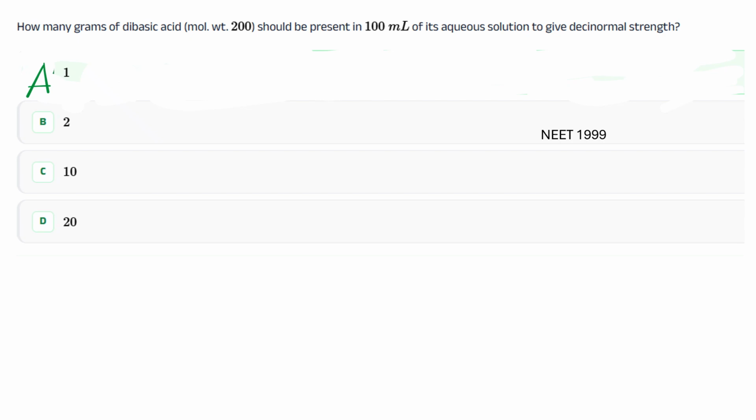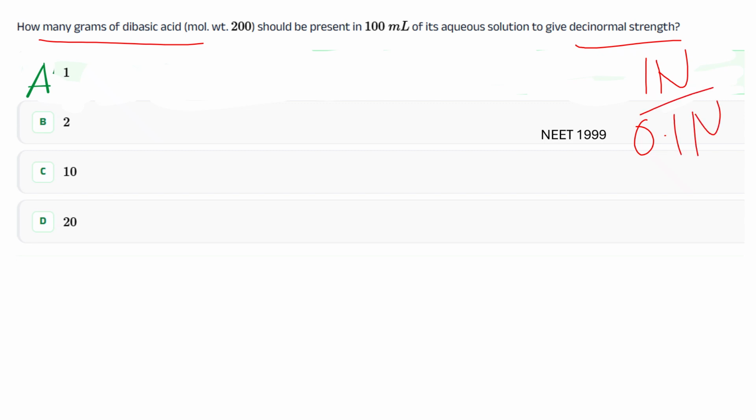This is the final and interesting question this year. How many grams of dibasic acid should be present in 100 ml of its aqueous solution to give decinormal strength? They won't give any numbers here, just decinormal. What is meant by decinormal and normal? Normal means it is one normal. Decinormal means it is 0.1 normal.